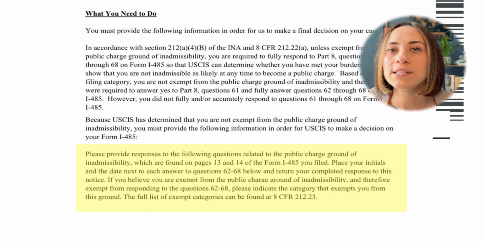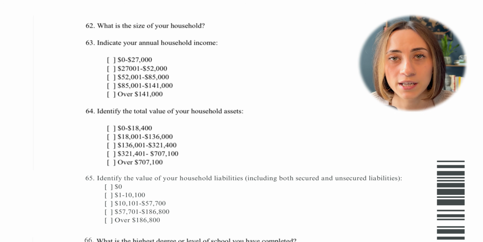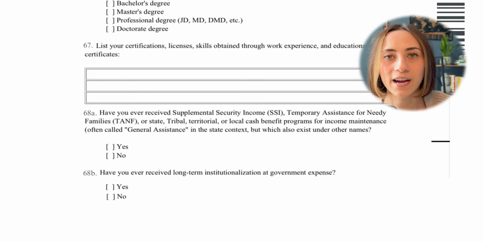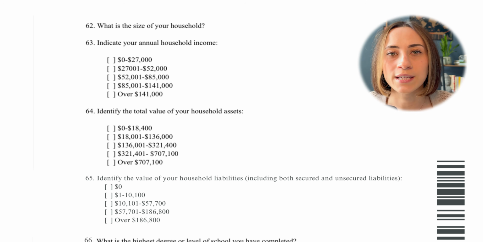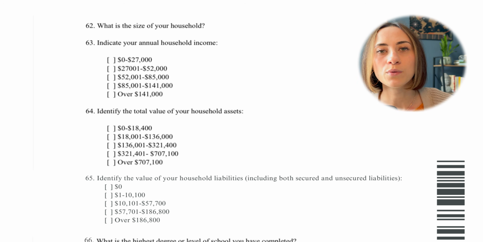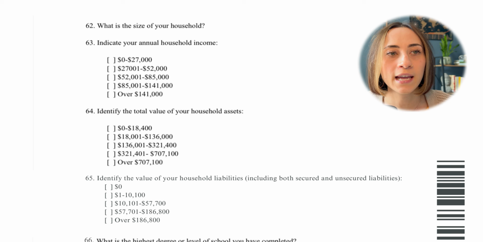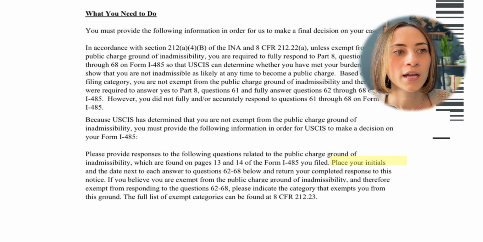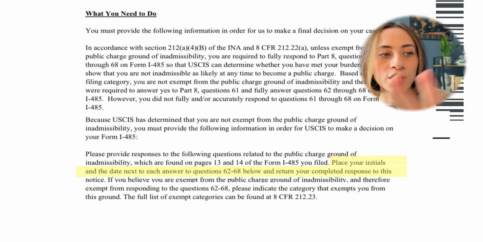Now, you can go about this in a couple of different ways. USCIS does give you an opportunity to answer those questions directly in the RFE letter. As you can see, if you turn to the second page of your RFE, you will see those questions listed in here, where you will be asked to answer them in the letter directly, and they do tell you to write your initials and date next to each answer in the RFE.